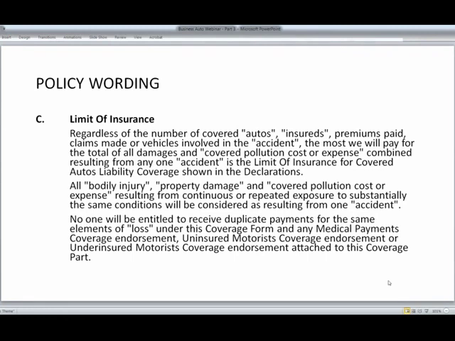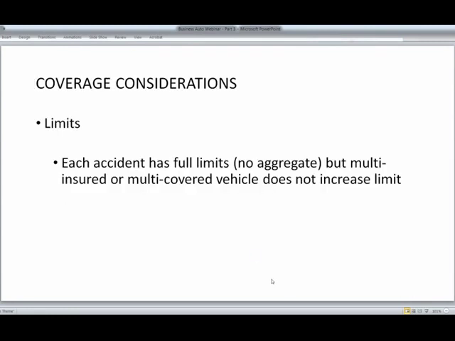This is why when we discuss the GL policy and auto policy working together, we discuss the loading and unloading, the use of mobile equipment, what's an auto or not. When I talk about what loss line is charged to, the important part is that if it's an auto claim, you have not exhausted the limit, but if it's a GL claim, you could possibly exhaust the limit because of the aggregate. Each accident has full limits, no aggregate, but multi-insured or multi-covered vehicles do not increase the limits. It's just that simple.